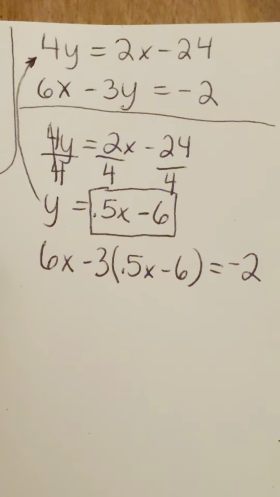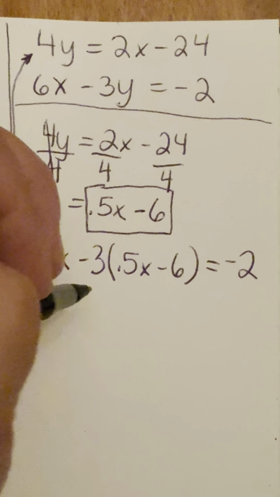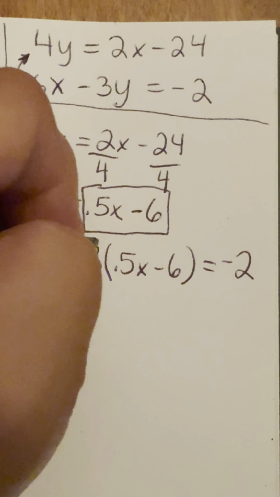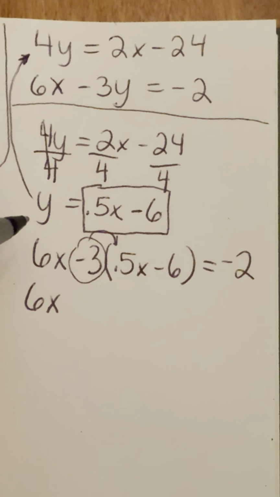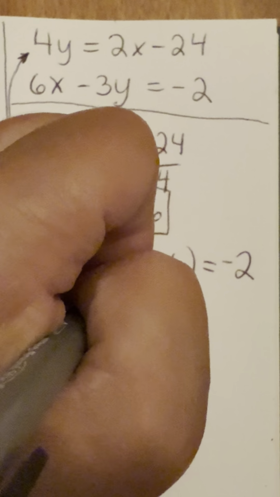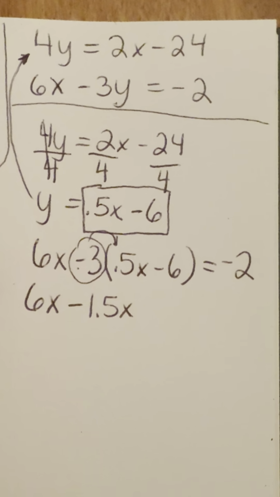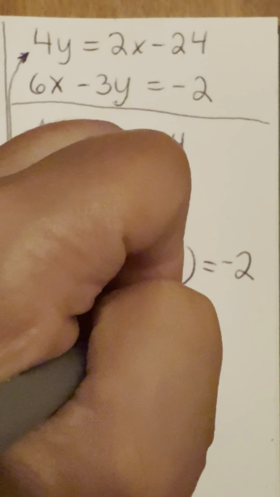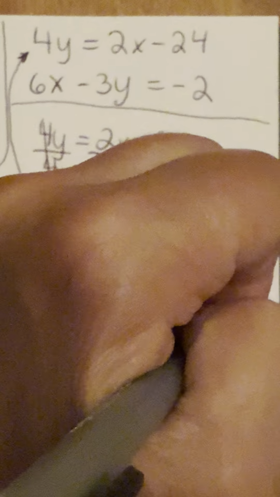And then I'm going to want to distribute. So now I've just substituted in. 6x is going to stay 6x. This is negative 3 times 1/2, so negative 3 times 0.5 is going to be negative 1.5x. And then negative 3 times negative 6 is going to be a positive 18, equals negative 2.